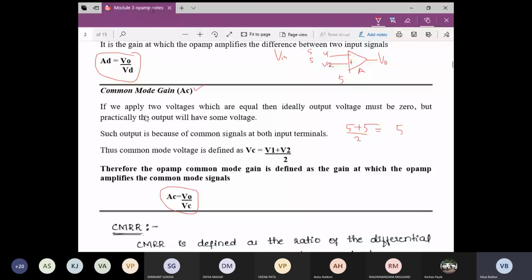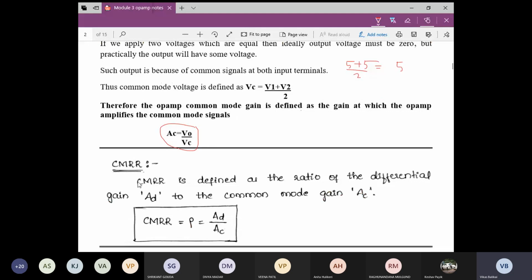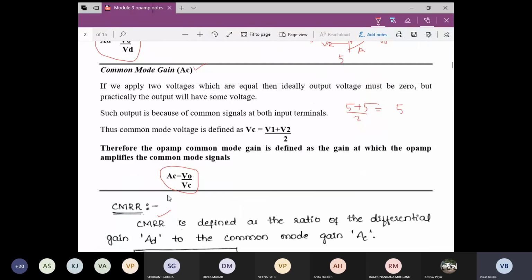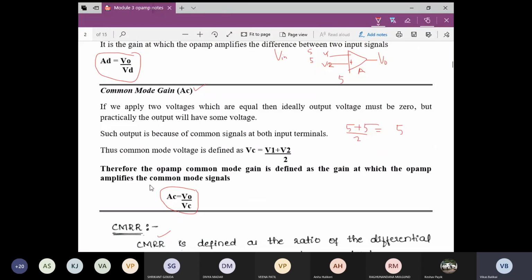Now let us try to relate these AD and AC with what is known as the common mode rejection ratio. Basically, the common mode rejection ratio, CMRR, is defined as the ratio of the differential gain to the common mode gain. Already we know what the differential gain is, it is my AD, and we know what the common mode gain is, it is AC.